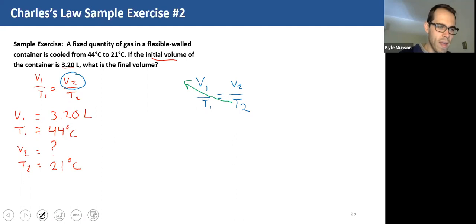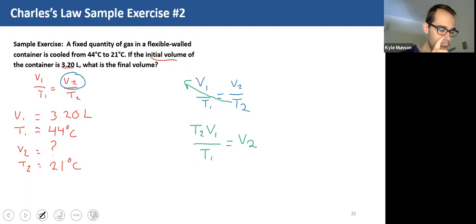So when I do that, I end up with this equation: T2 times V1 over T1 is equal to V2. Okay? So that's what we have here. Again, V2 is equal to T2, excuse me, T2 times V1 divided by T1. Okay, now, how do we solve the equation?